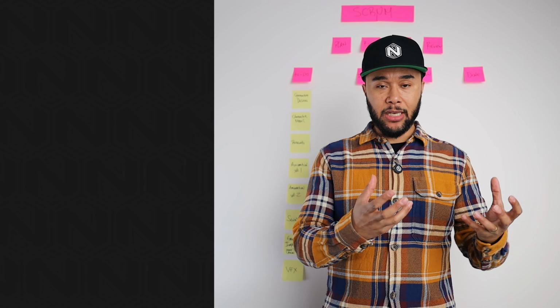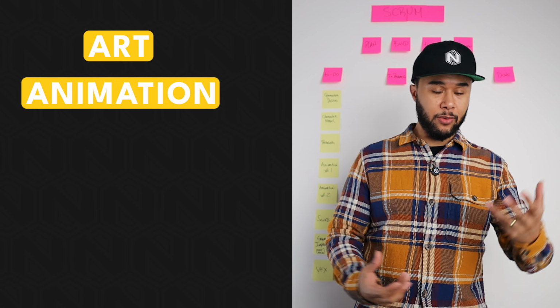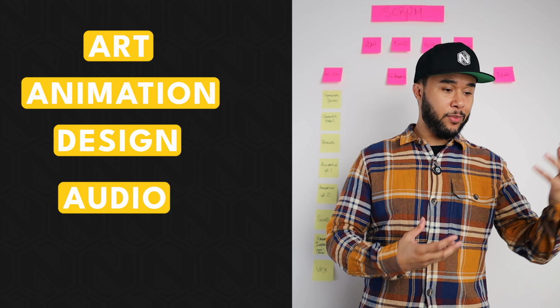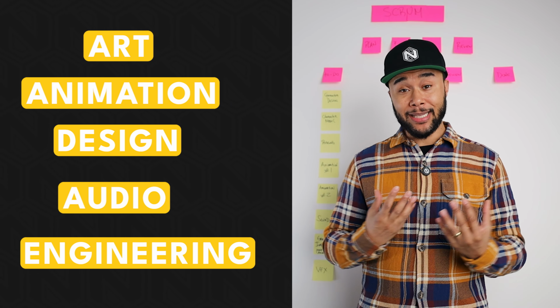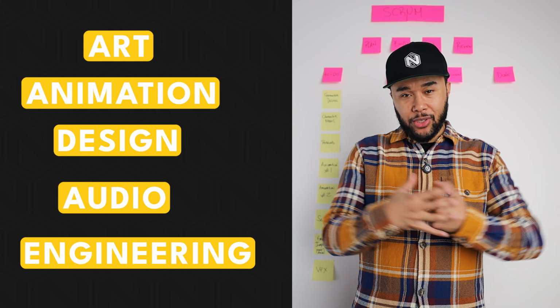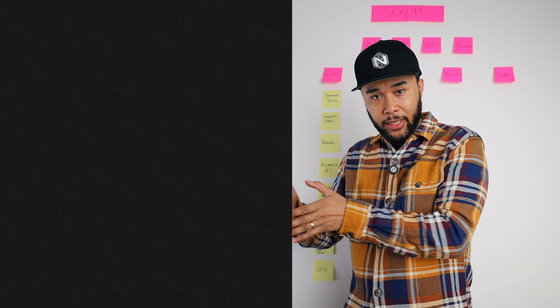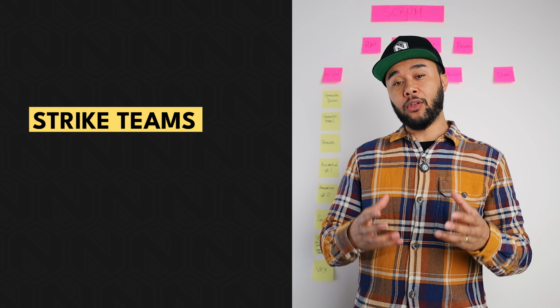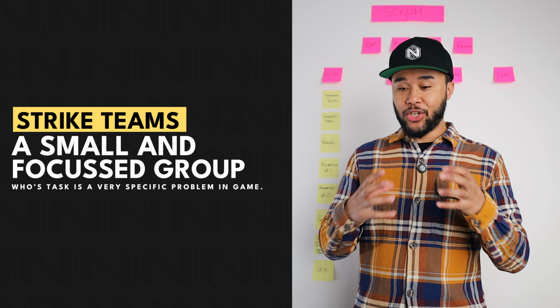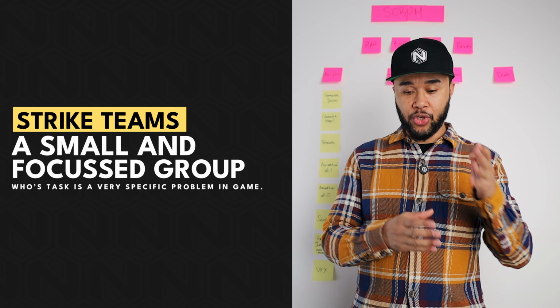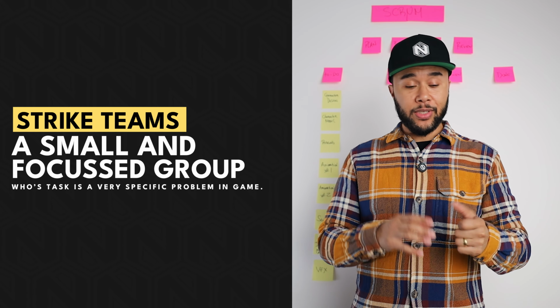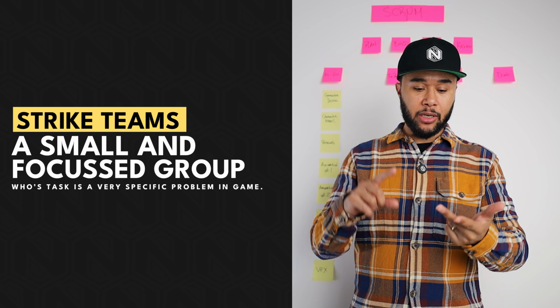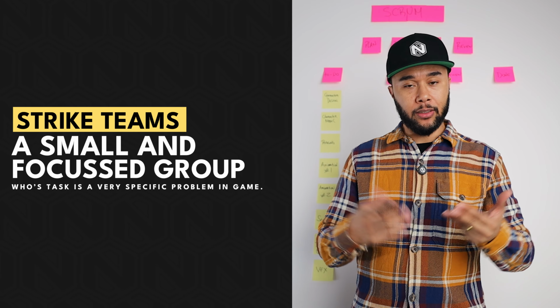Now, normally a team works together within the team. So you have the art team, the animation team, the design team, audio team, engineering, and they all kind of stick together so they can develop things in a linear fashion. But towards the end of the game, we will normally create what we call strike teams. And these strike teams, instead of being just the animation team working together, all of a sudden you have an animator, an engineer, an artist, and a sound designer, let's say.